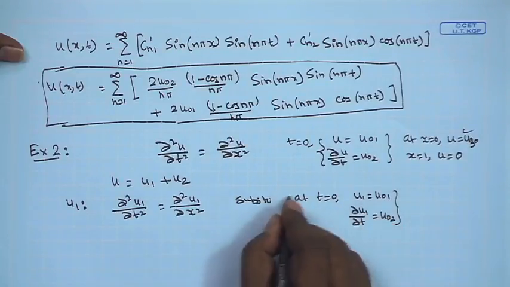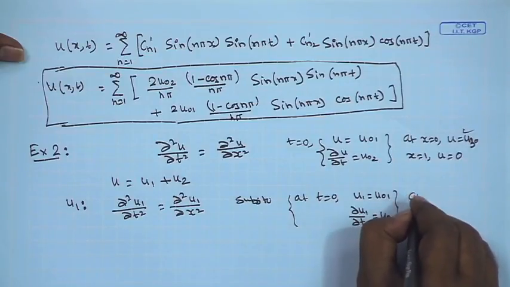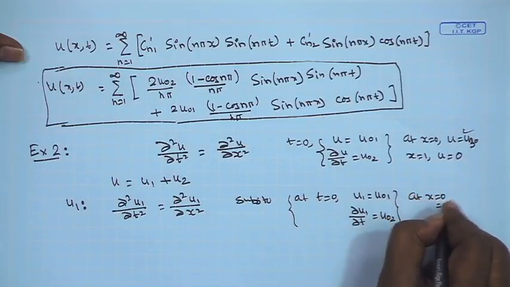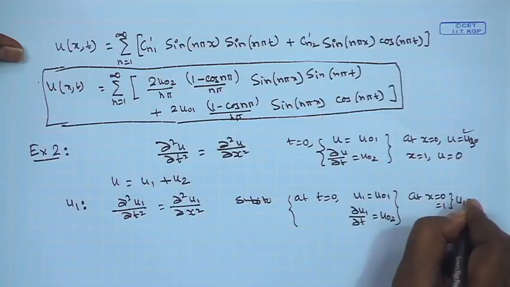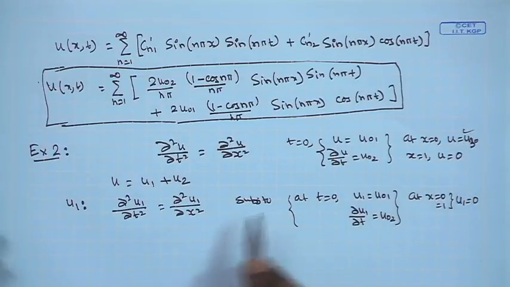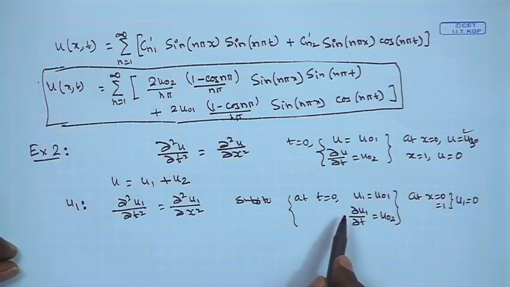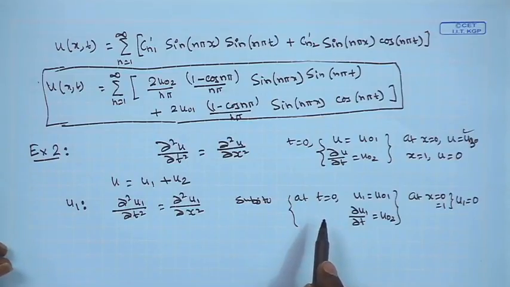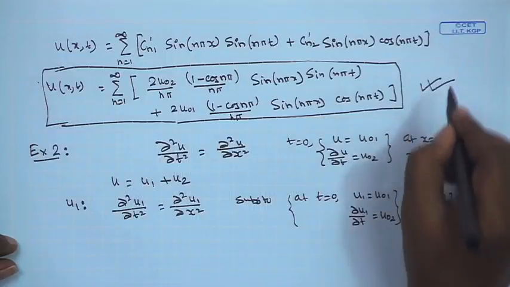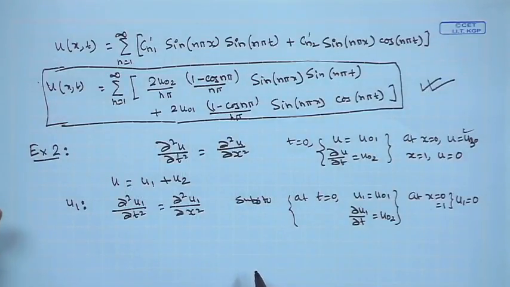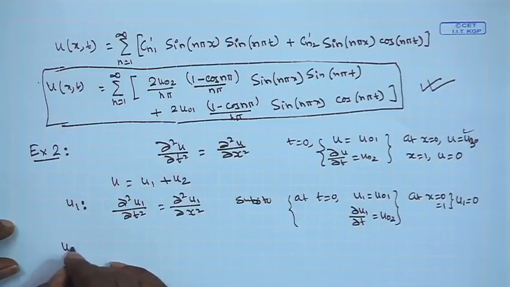So, those are the conditions at t equal to 0. At x is equal to 0 and 1, u 1 is equal to 0. So, this is a very well posed problem of the hyperbolic partial differential equation, and we have already seen the solution of this problem. The solution of this problem is given by this expression. Next, we will be looking into the other part u 2.